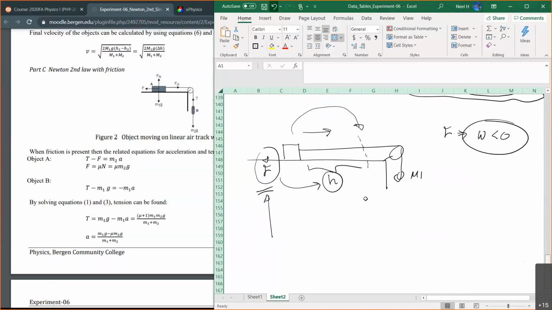The force of gravity is a conservative force. It will not change the energy of the system into a different kind. And if a force changes the energy into a different kind, how do I know this? Friction actually creates heat, right?